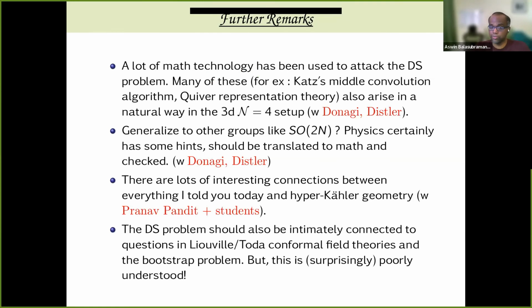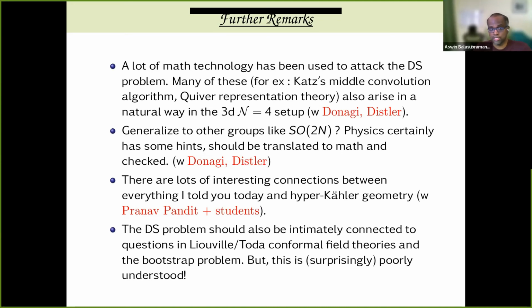So this gives a different perspective on a lot of existing math results. There's a huge bunch of technology that's been used to attack this problem over the last 2-3 decades. For example, there's something called Katz's middle convolution algorithm. There's work of Crawley-Boevey and collaborators using quiver representation theory and so on.